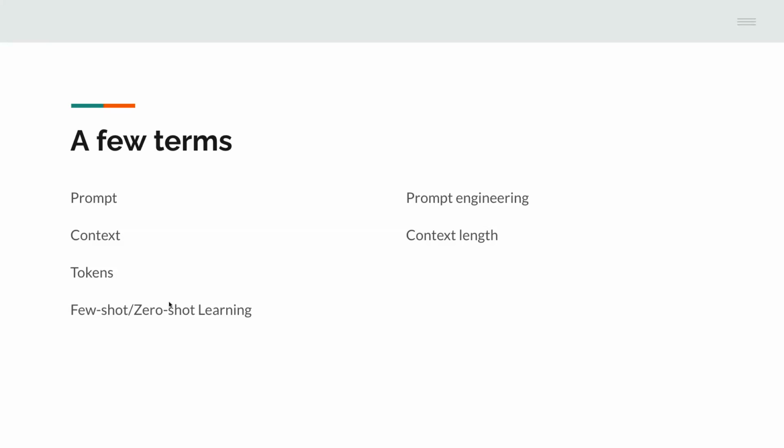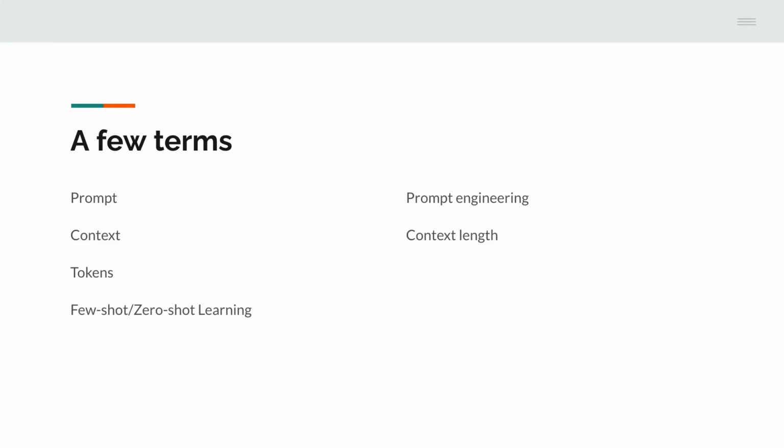And then here's another concept, tokens, which is very similar to words. It is the unit of data that is passed to the large language models. And usually for about 1,000 tokens, you can get about 750 words.